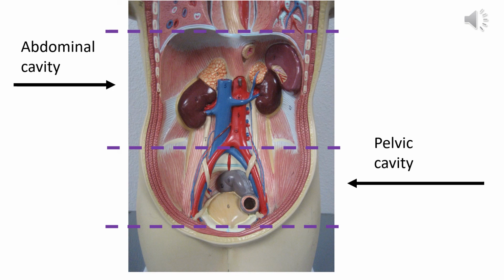It does contain most of the intestines, stomach, and liver. Sadly, all of those have been removed from this model. You can see the kidneys and the adrenal gland and a spleen. The pelvic cavity would be between the layer of the hips and the end of the abdominal pelvic cavity. Between lines number 2 and 3 would be the pelvic cavity.